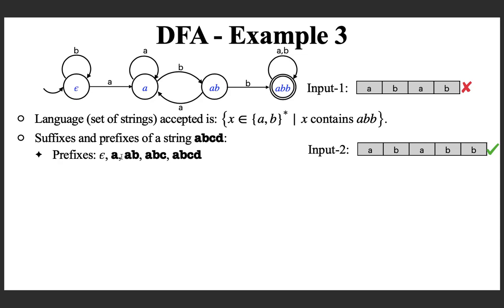Then 1 symbol from the left is A, 2 symbols from the left is AB, 3 symbols from the left is ABC, and 4 symbols from the left is ABCD. So, these are called prefixes of ABCD. I think the example makes it very clear what prefixes are. Similarly, from the right you can define suffixes. From the right 0 symbols means epsilon. From the right 1 symbol is D, 2 symbols CD, 3 symbols BCD. I am reading it from the left, that is why BCD, 4 symbols means ABCD. So, these are the suffixes.